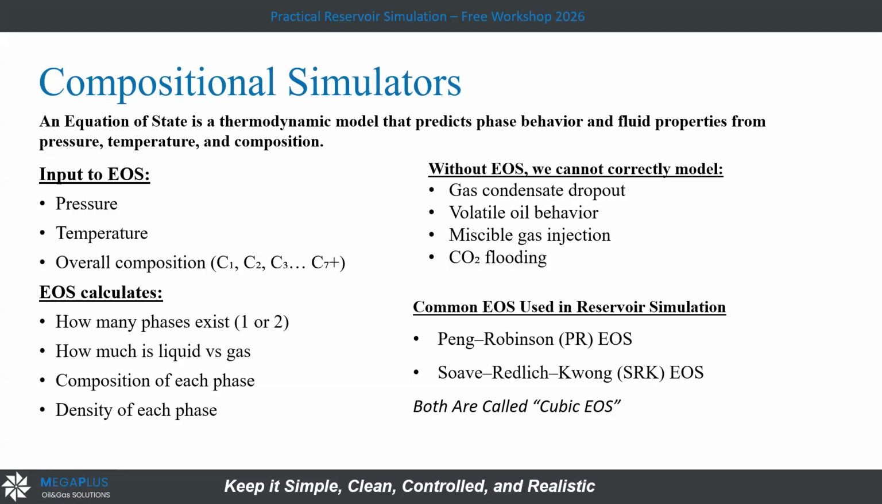some functions will calculate how many phases exist. It will be one phase or two phases, depending on the pressure and the components, and how much liquid versus gas, the composition in each phase, and the density of each phase. Because as mentioned, in the mass balance equation, the density and viscosity are very important. So without an equation of state, we cannot correctly model gas condensate, volatile oil, miscible gas injection, and carbon dioxide flooding. What is miscible gas injection and carbon dioxide flooding?